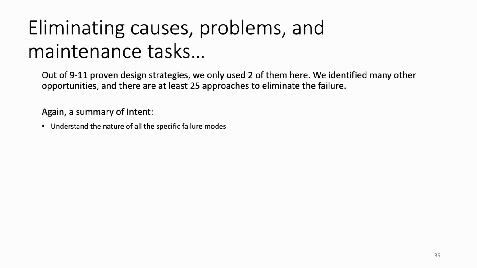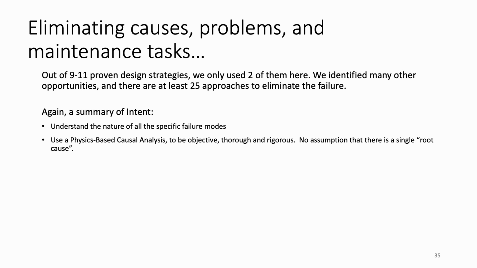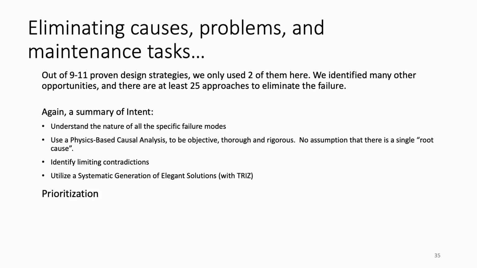So the summary of the intent of this: understand the nature of all specific failure modes. Use a physics-based causal analysis to be objective, thorough, rigorous, and don't assume that there is a single root cause. Identify the limiting contradictions. The contradictions and how you approach those are key. The more stark or blunt the contradiction, the more opportunity there is for a real breakthrough solution. And that's where TREES comes in to provide a systematic way of generating elegant solutions.